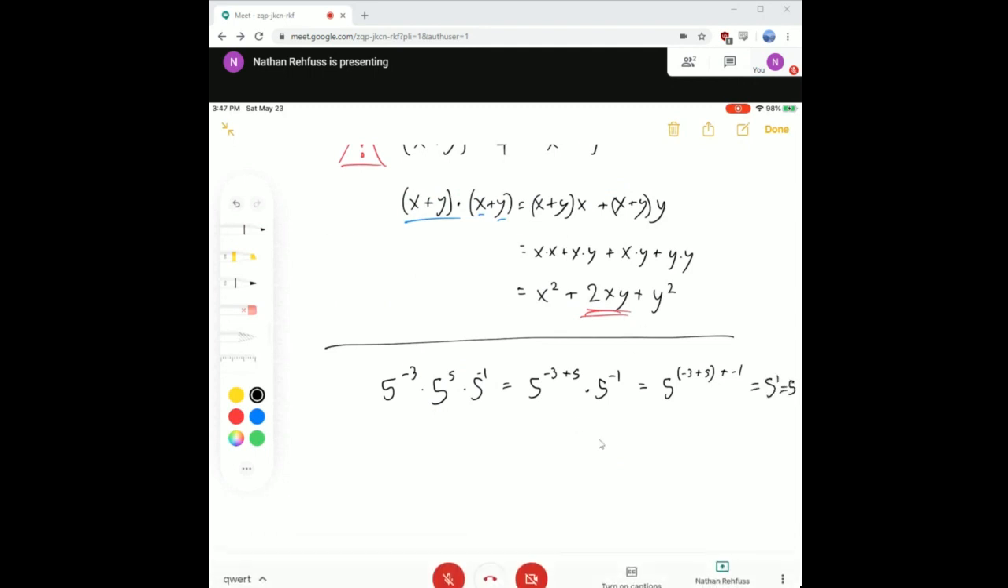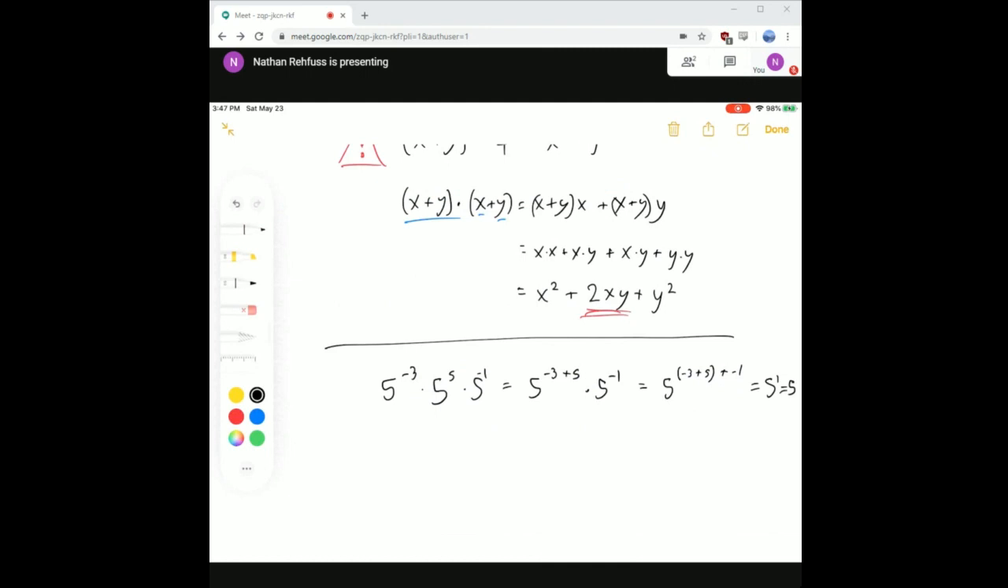So in the future, we don't need to do this as 2 different steps. We can do it all at once. Each of these multiplications outside becomes an addition inside.